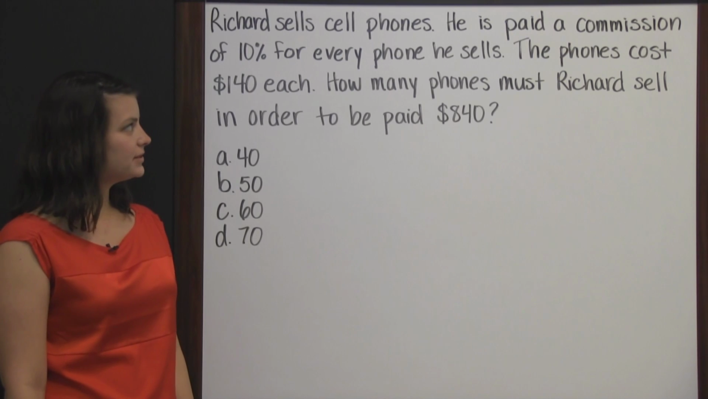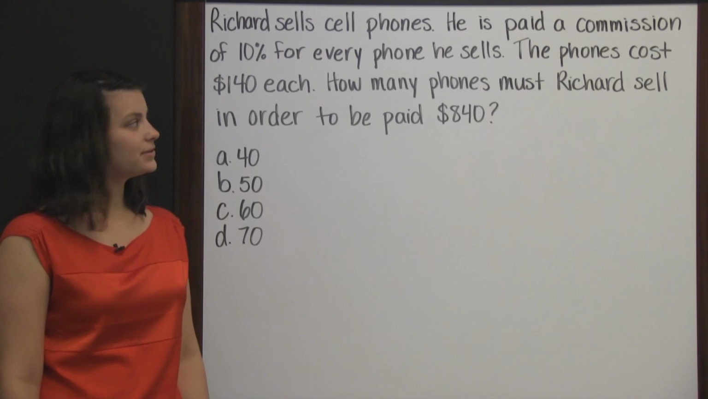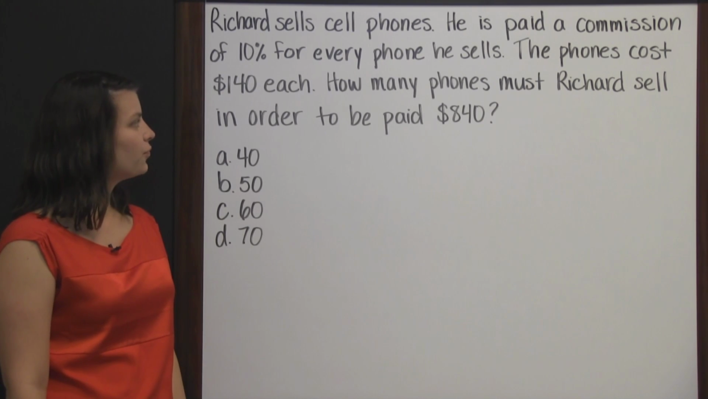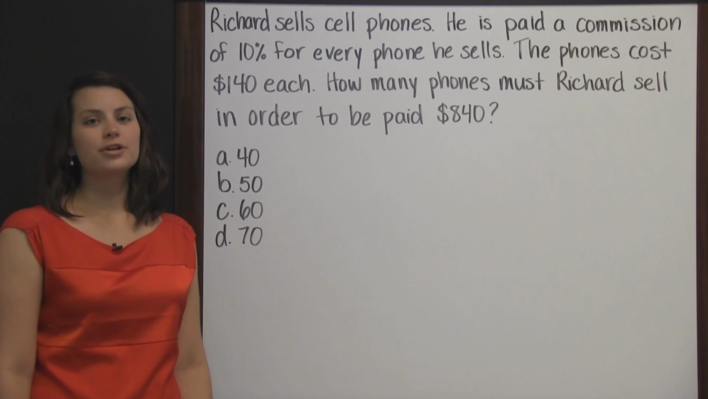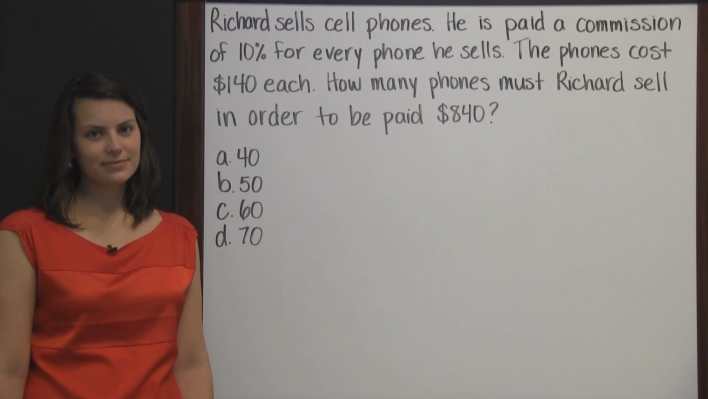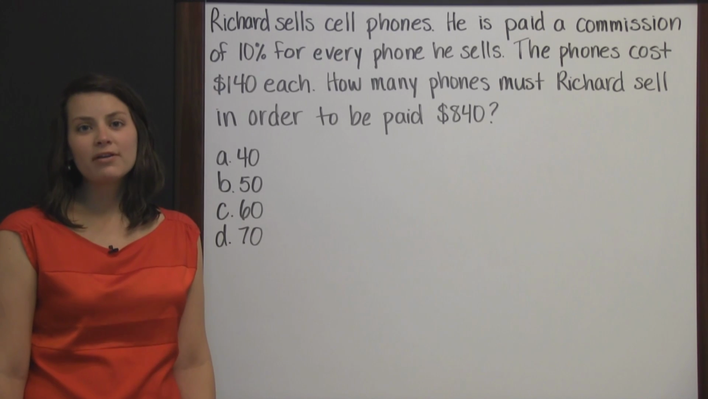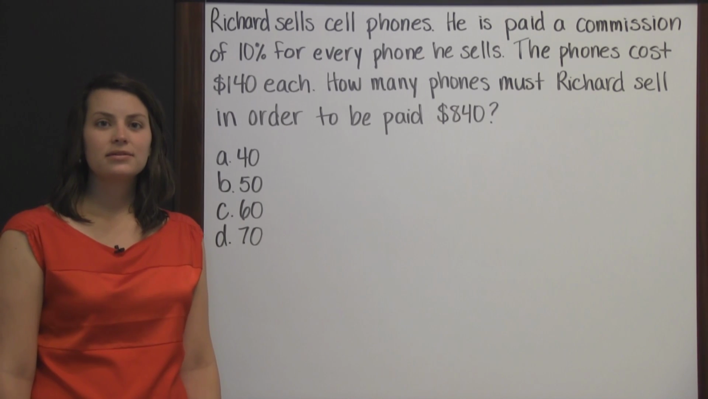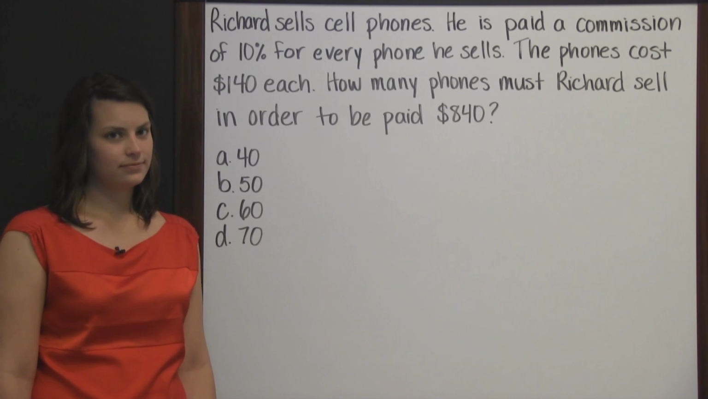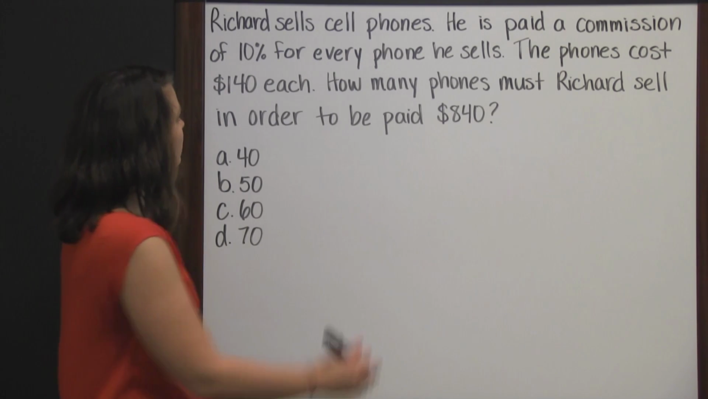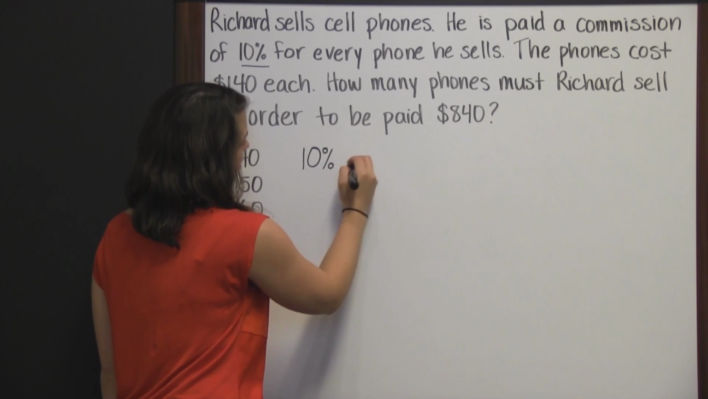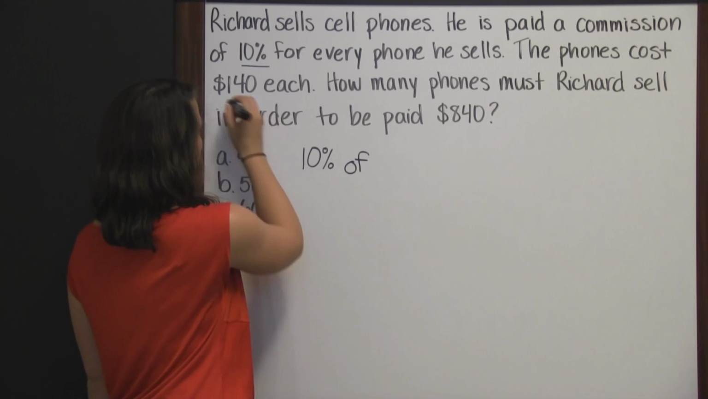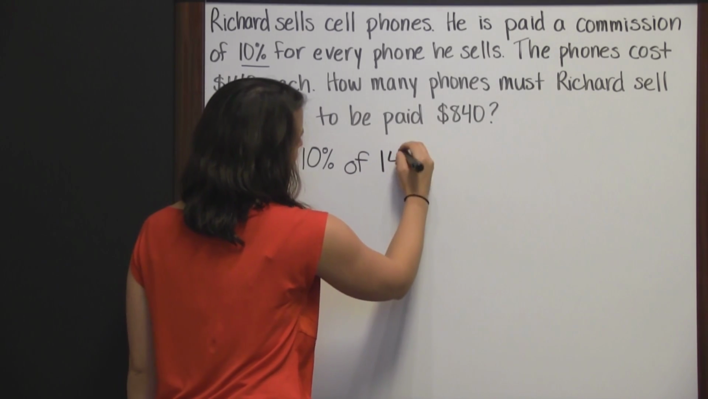Richard sells cell phones. He is paid a commission of 10% for every phone he sells. The phones cost $140 each. How many phones must Richard sell in order to be paid $840? First, we want to figure out how much he makes from selling each phone. We know that he makes 10% of the cost of the phone, which is $140.